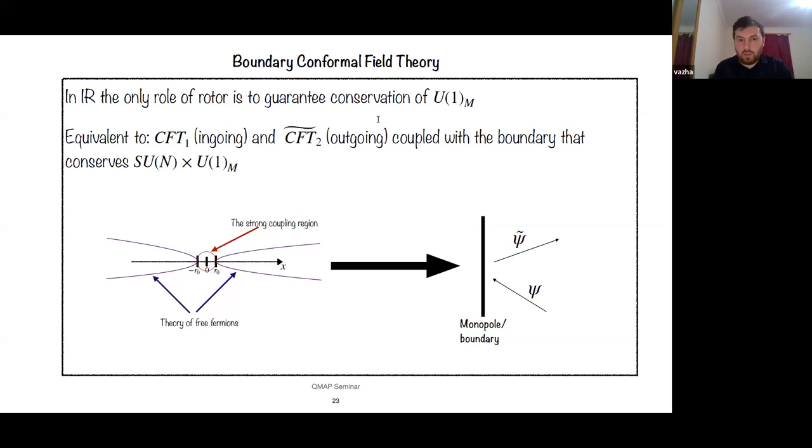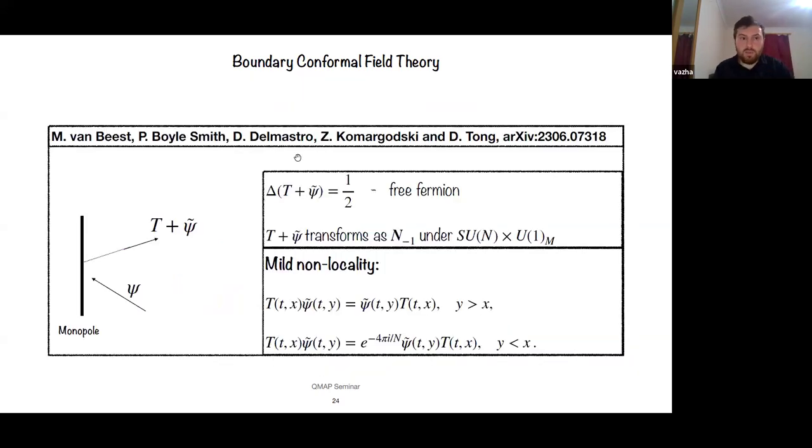This was done about 2 years ago in this paper by Van Beest, Smith, Del Mastro, Komodowski, and Tong. And they found the following. If you shoot just one fermion on the boundary, what comes out is an outgoing fermion attached to a topological line. For the purpose of my talk, it will be enough to say that what comes out is something that is created by a non-local twist operator T and a fermion field.